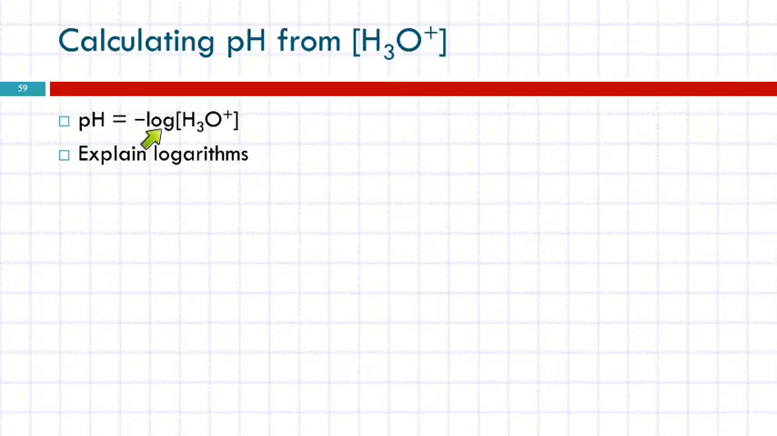Okay, so pH is equal to the negative log of the hydronium ion concentration. And the note to myself here is, explain logarithms. You may not remember, but you did learn about logarithms at some point in your life.